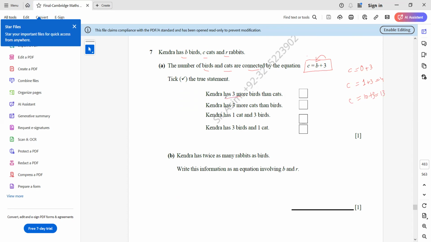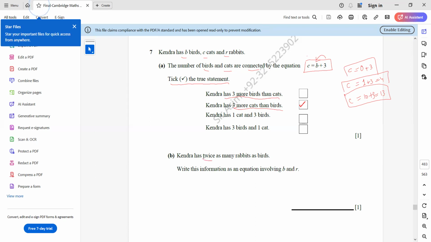Kendra has 3 more birds than cats. Take the true statement. She has three more cats than birds. Yes. So this is the statement that is true: 3 more cats than birds, as we have observed from here. Okay. Part B.